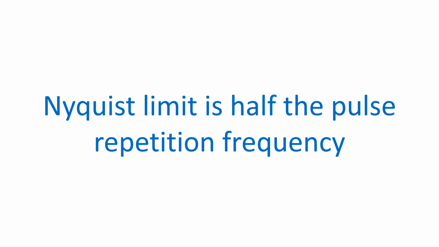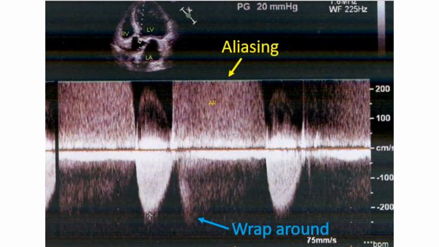When the velocity of the signal being analyzed is beyond the Nyquist limit, aliasing occurs so that the exact direction of the signal will be masked. In this image, aortic regurgitation jet is seen as aliased with part of it above the baseline and part of it below the baseline, which is known as wraparound.